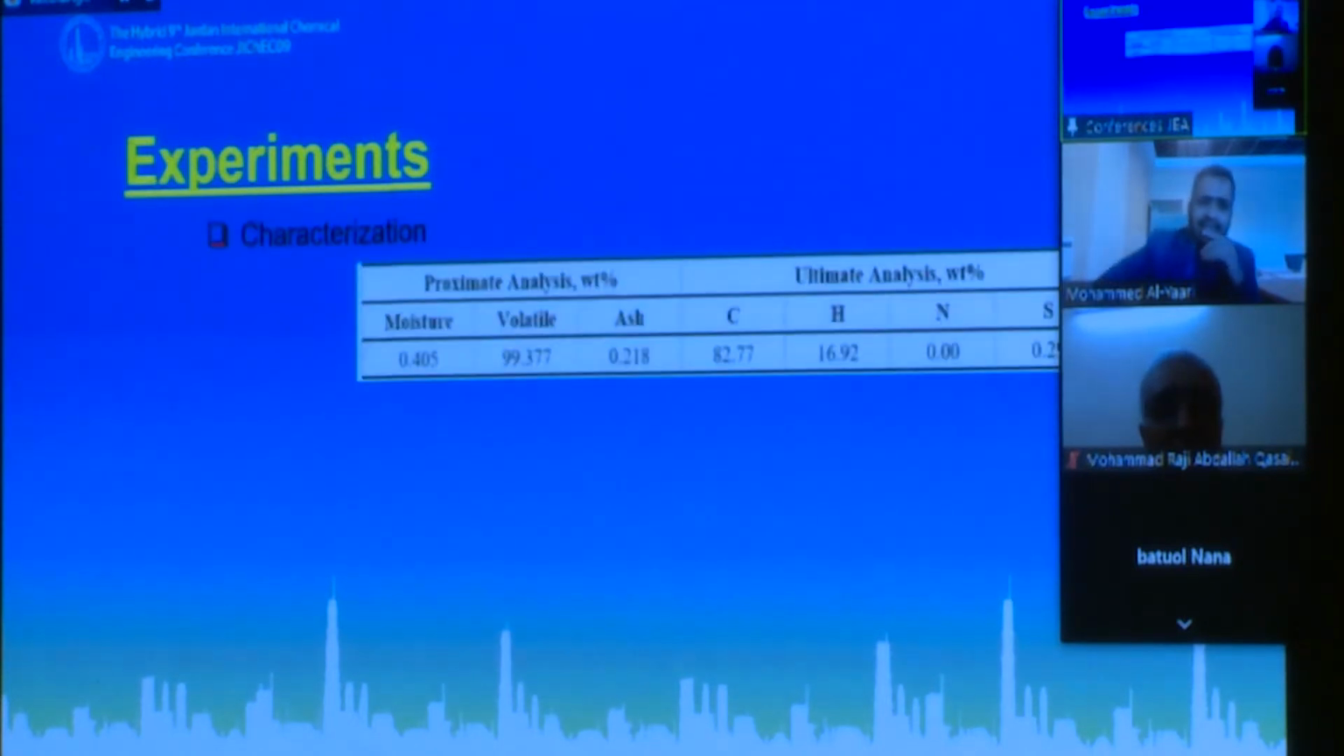Initially, we characterized the samples of the high-density polyethylene powders by doing proximate and ultimate analysis. If you could see here, the volatile content is very high, and the carbon content and hydrogen content are very high. This means the pyrolysis of high-density polyethylene is promising. And the nitrogen content, ash, and sulfur are almost either 0 or negligible. This also gives us an indication that the pyrolysis of high-density polyethylene cannot harm our environment like the disposal of plastics to the environment.